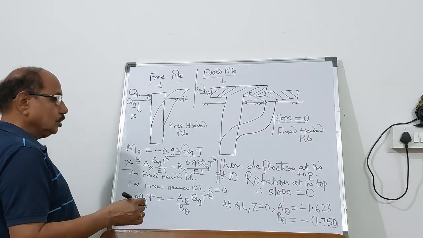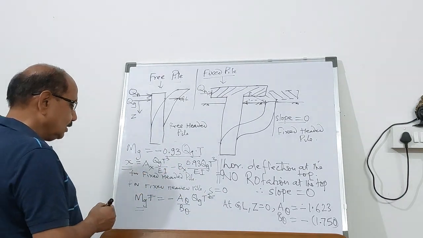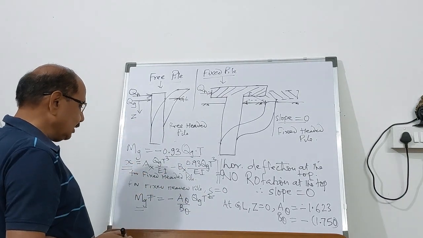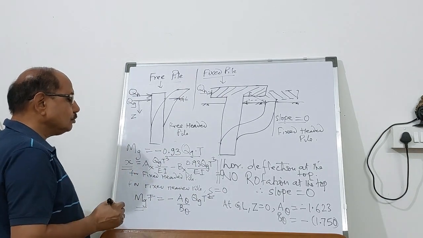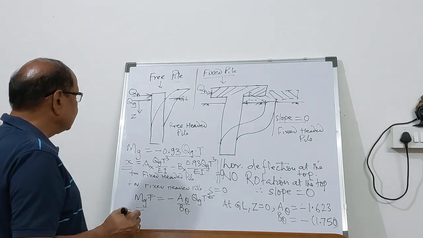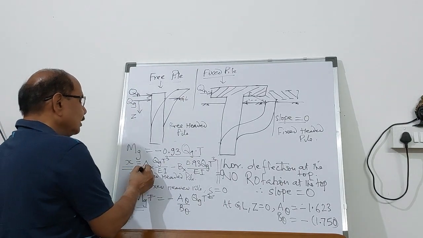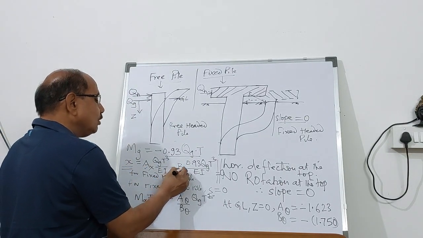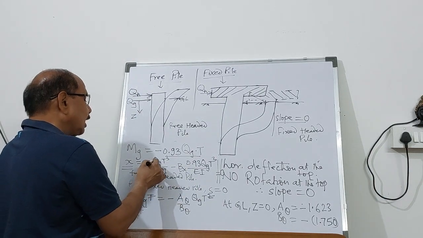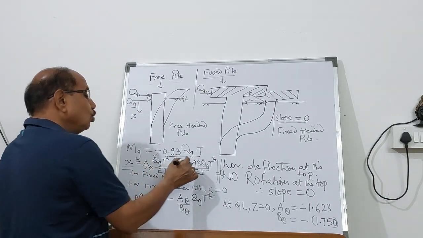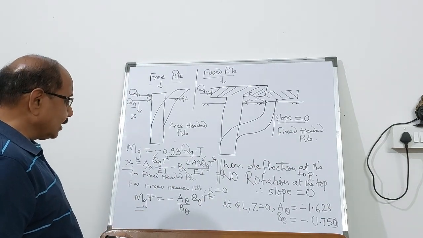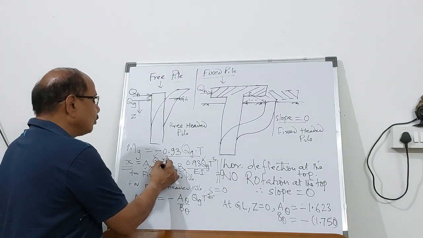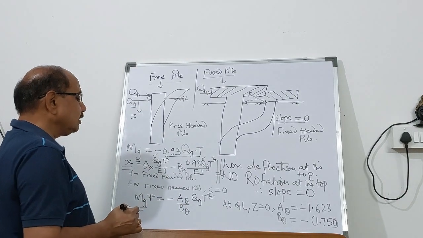Now at the site, if you have a pile and you want to find out the maximum deflection, then you already know these values under the given loading, horizontal load applied at the ground level. T you can calculate, the relative stiffness factor.